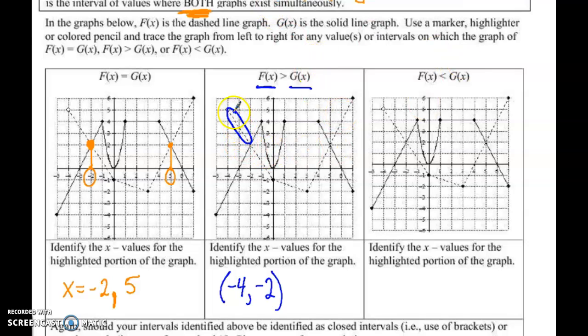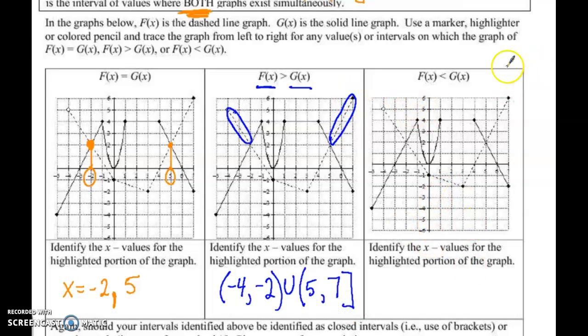Is that the only place where the dashed line is above the solid line? No, because once we get right here, just to the right of 5, union 5, the dashed line is above all the way till 7. Now should I include 7? Yes, I should.